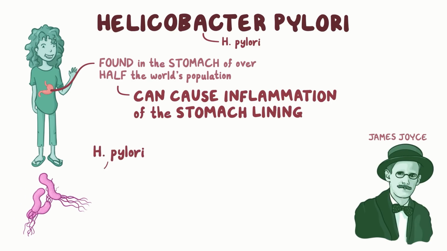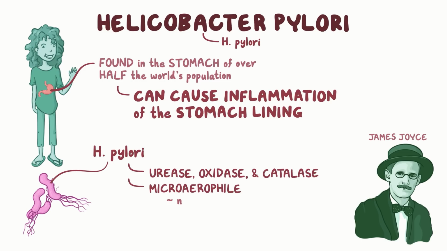H. pylori is a gram-negative bacteria that's shaped like a curved rod, and it has 2 to 6 flagella, kind of like multiple tails, all at one end, which it uses for movement. It's positive for urease, oxidase, and catalase, and is a microaerophile, so that means it needs oxygen to survive, but requires less than the levels typically found in the atmosphere.